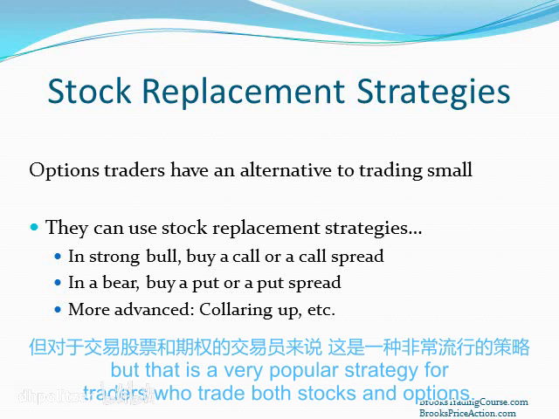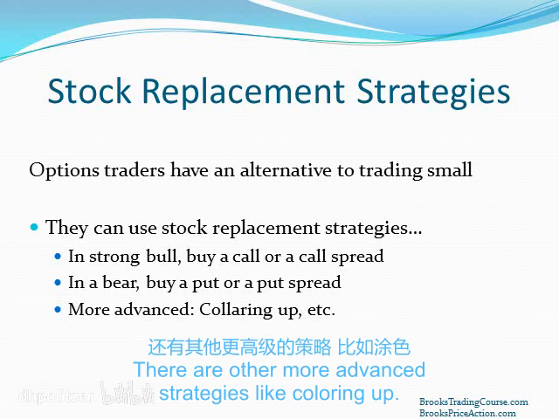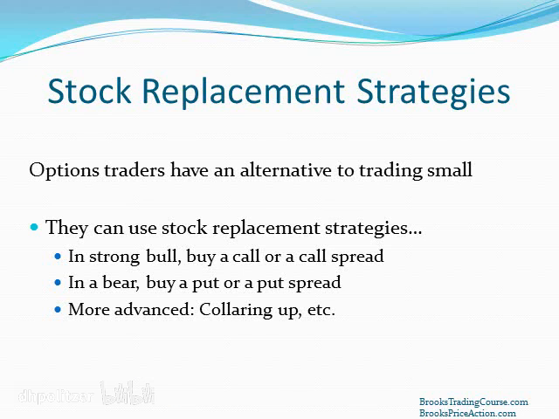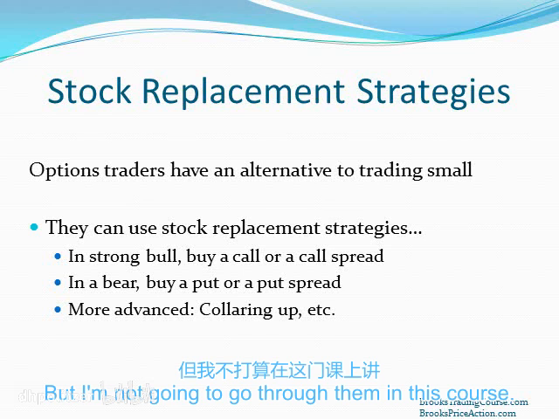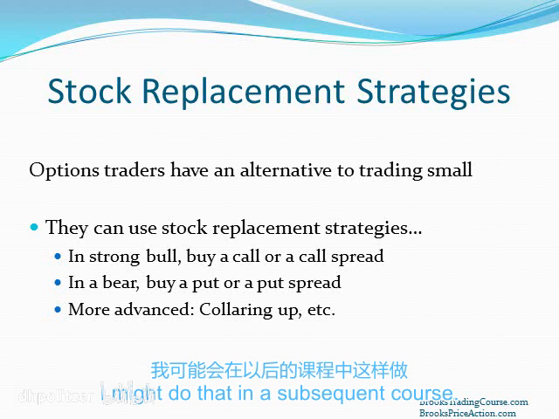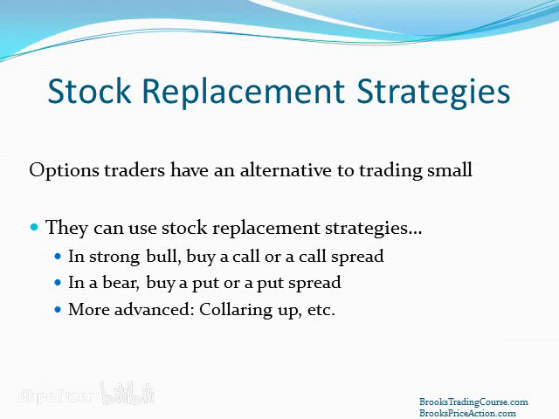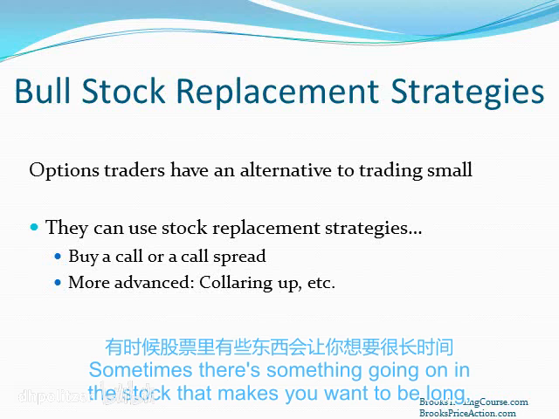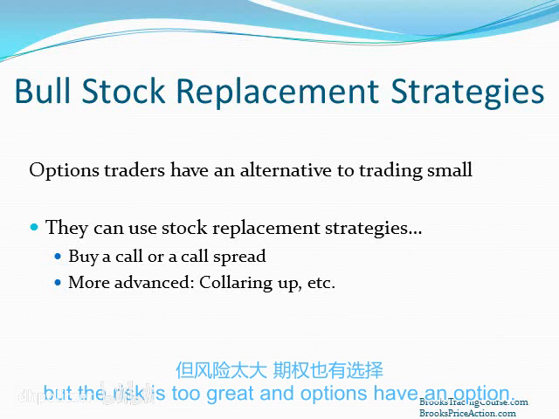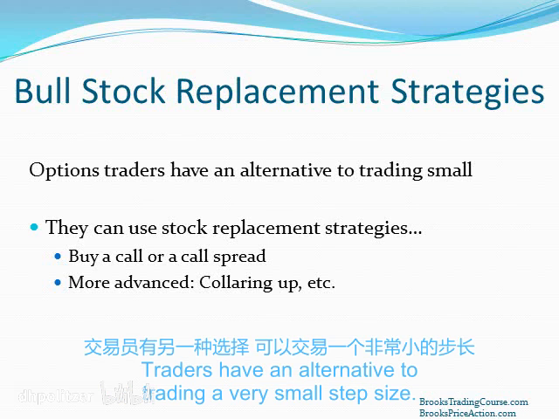A lot of traders don't trade options, but that is a very popular strategy for traders who trade both stocks and options. There are other more advanced strategies like collaring up, but I'm not going to go through them in this course. I might do that in a subsequent course. Sometimes there's something going on in a stock that makes you want to be long, but the risk is too great. And option traders have an alternative to trading a very small size.